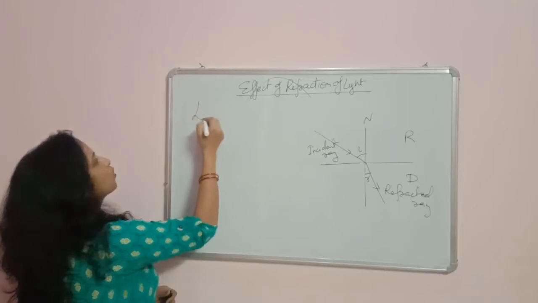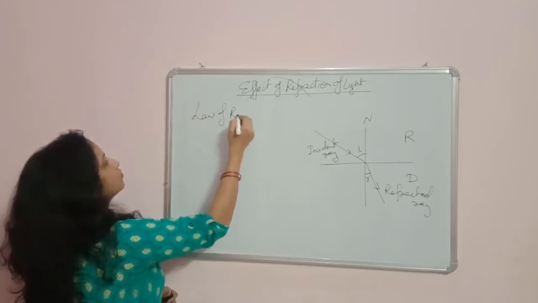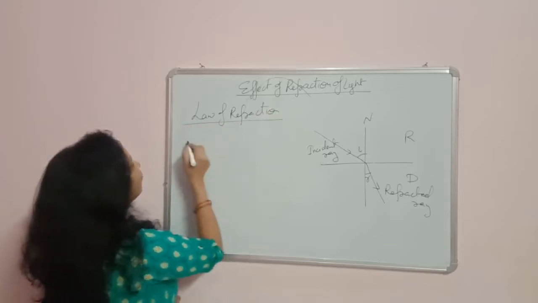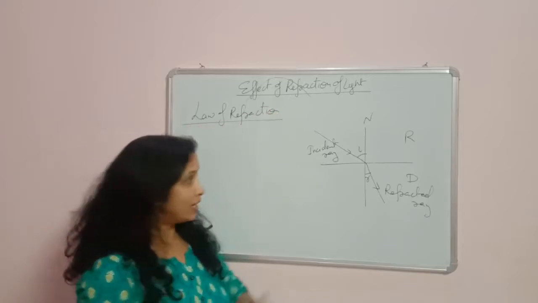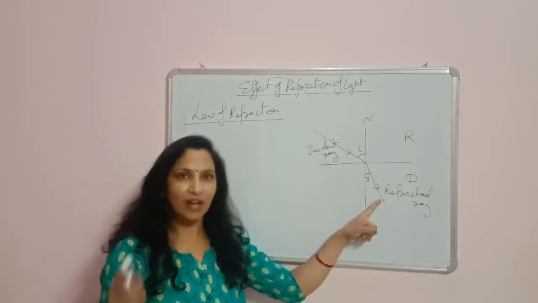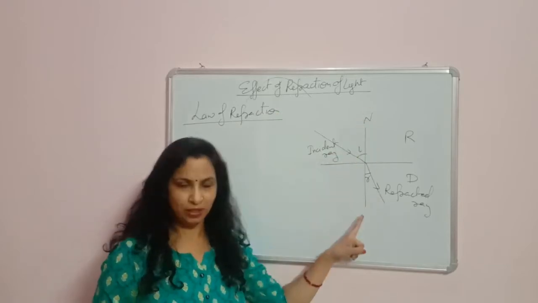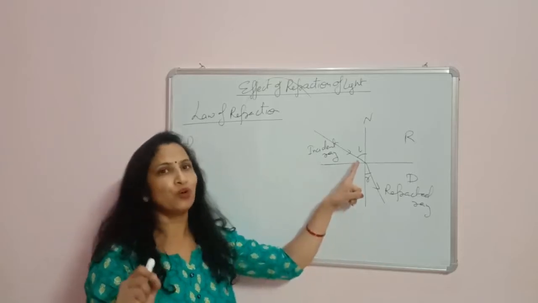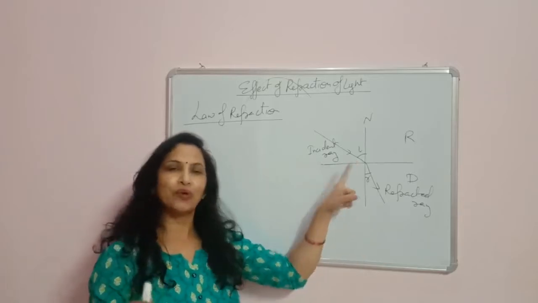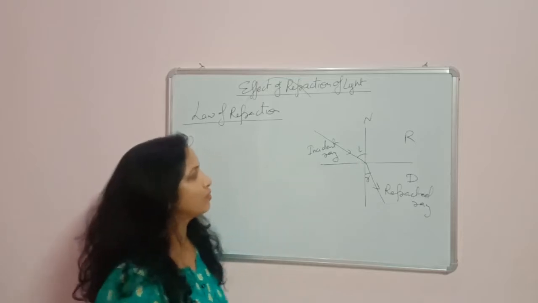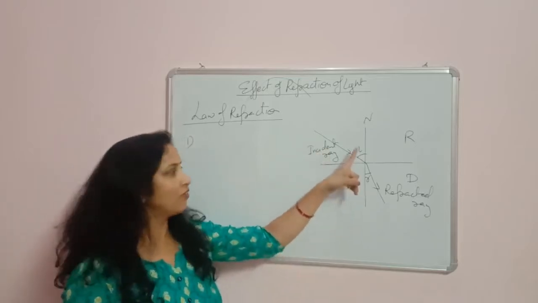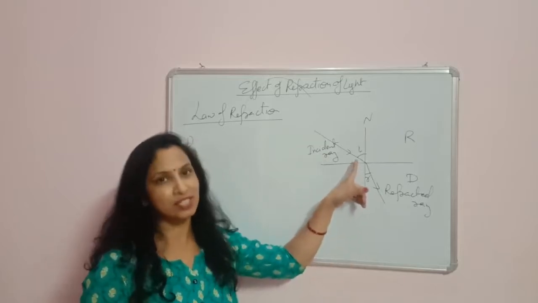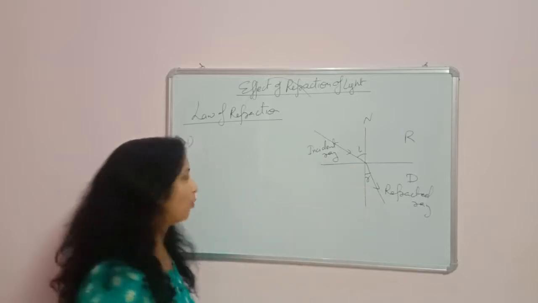Now the laws of refraction. The first law of refraction is: the incident ray, refracted ray and normal lie on the same plane at the point of incidence. You can write it in your notebook, and again I am telling you, the incident ray, the refracted ray and the normal lie on the same plane at the point of incidence. This is the first law.